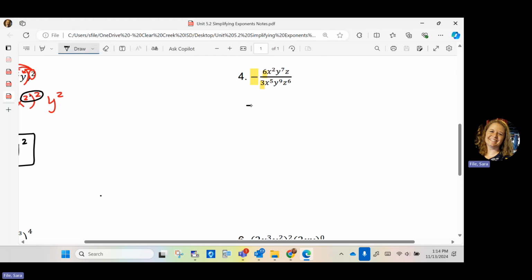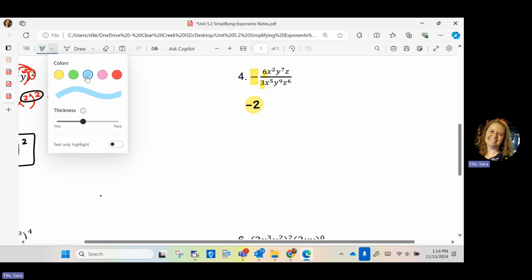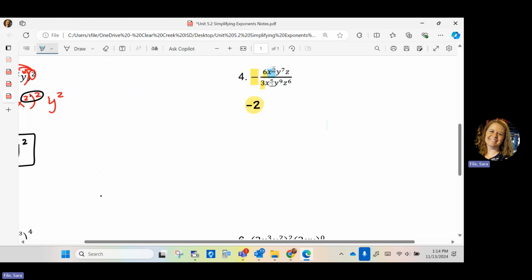All right, so that's -2 from the -6 divided by 3. Okay, now let's look at the variables. So I've got an x squared over an x to the 5th. So the rule says that would become x to the 2 minus 5.